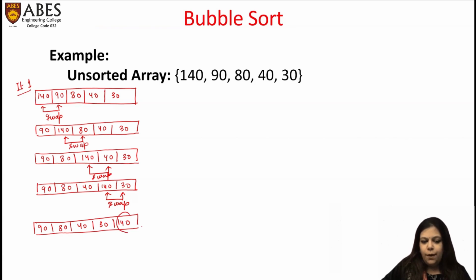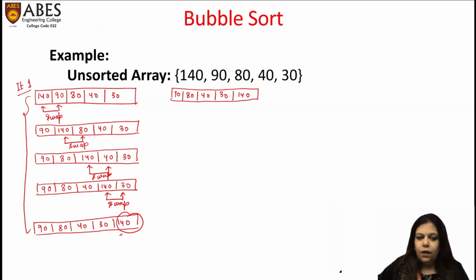Therefore, the largest element of the array has got its appropriate position. So you can see that after one iteration, one of the element of the array has got its appropriate position. Now coming on to the next iteration, the values stored in the array were 90, 80, 40, 30, and 140.